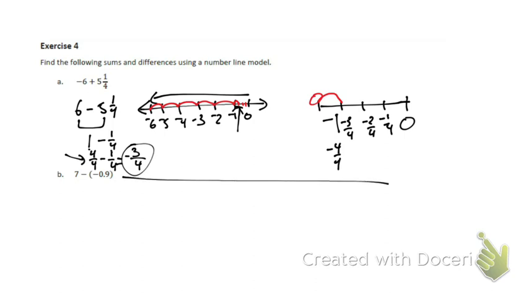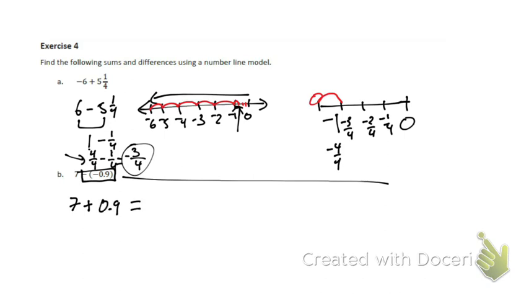So we got 7 subtract negative 0.9. Once again, it's a subtraction problem, right? What are we subtracting here? Well, let's keep that first number the same. We're subtracting negative 0.9. So now we're going to add the opposite. What's the opposite of negative 0.9? Positive 0.9. This one's pretty easy.